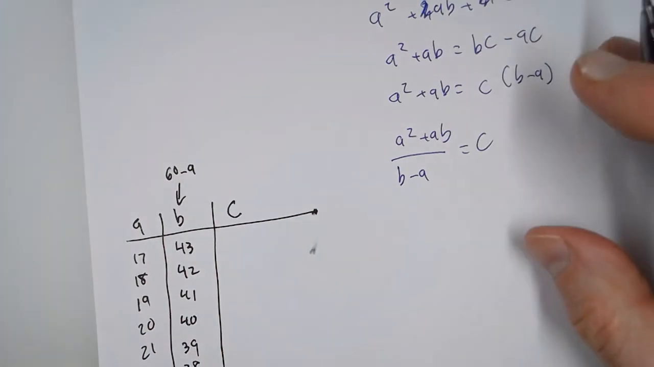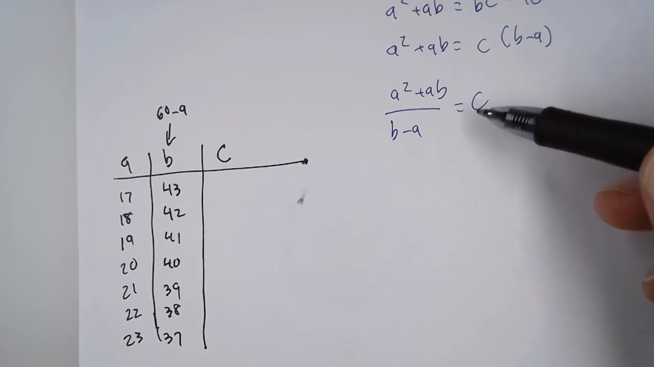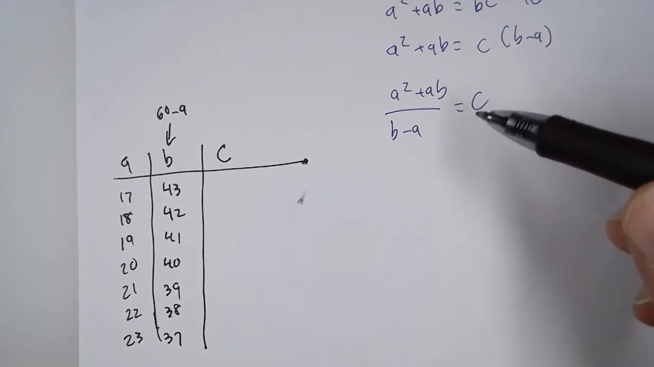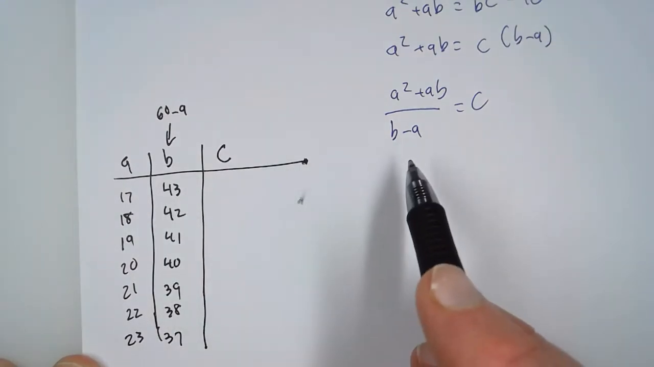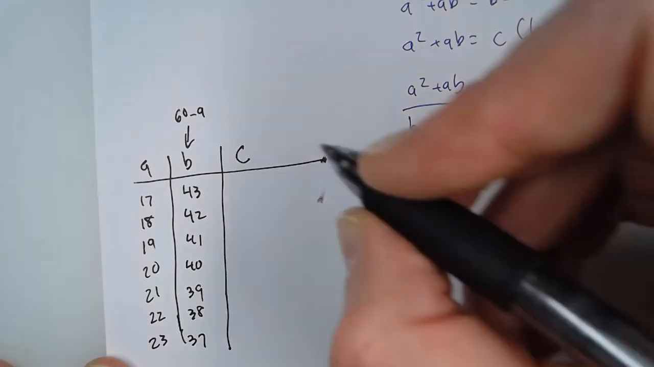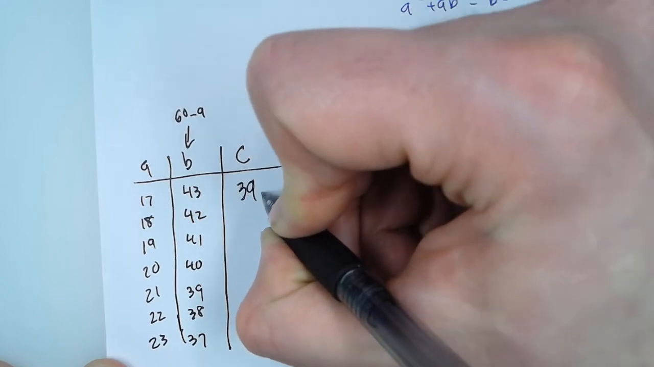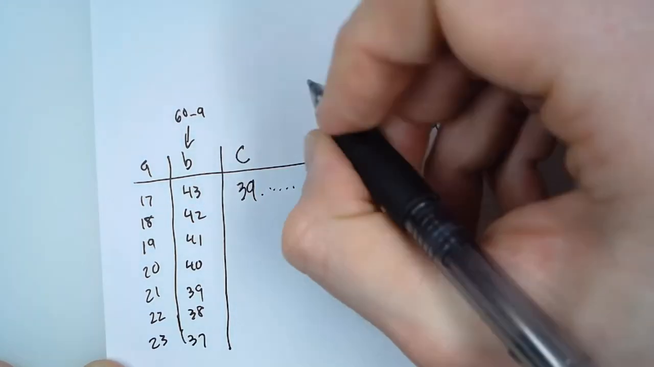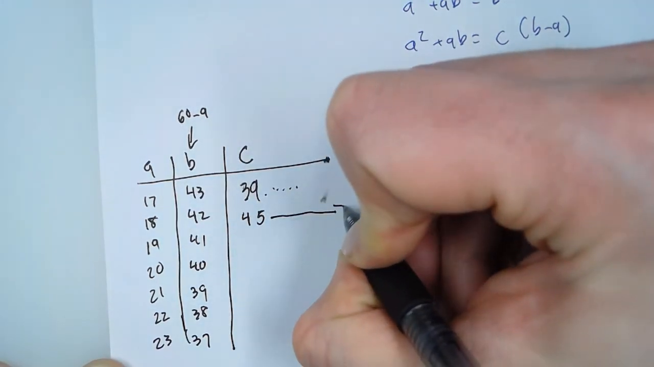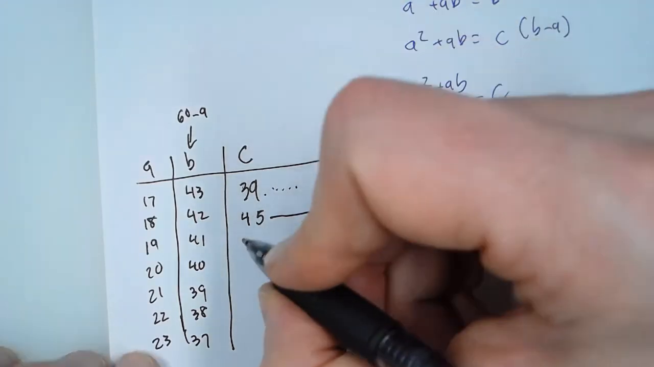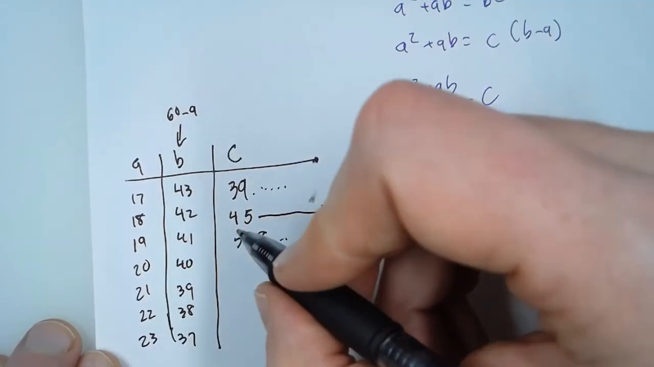All right, now, how do we figure out the value of C? That's this formula right here. And so this is purely a guessing and checking problem because we want to see what the possible values for A and B are that produce integers. Now, to save time, I've done some of this already. So we have 39 point dot dot dot. That's not an integer, so we can ignore that. The next row, 18 and 42, gives us 45. That's good. We're going to use that. The next one, 19 and 41, gives us 51.8 dot dot dot. Doesn't matter. It's a decimal. We can leave it alone.